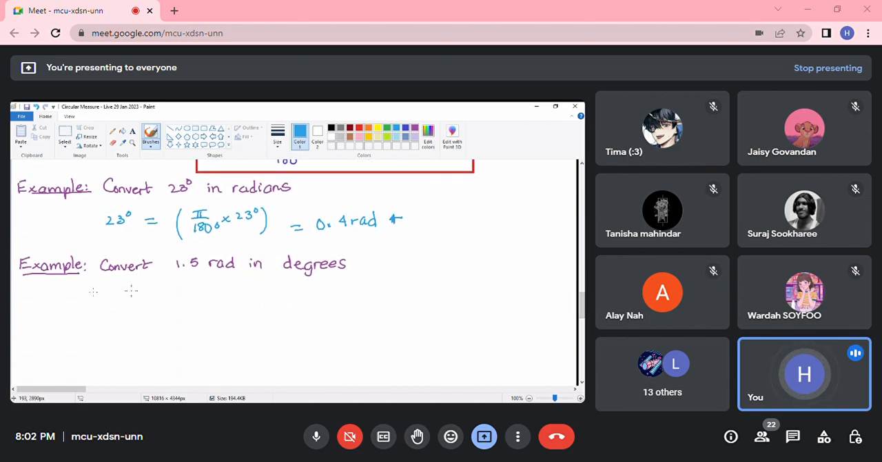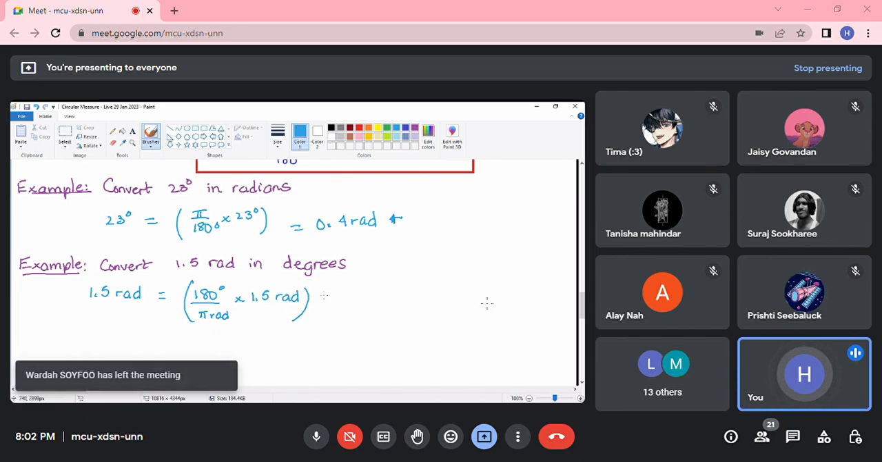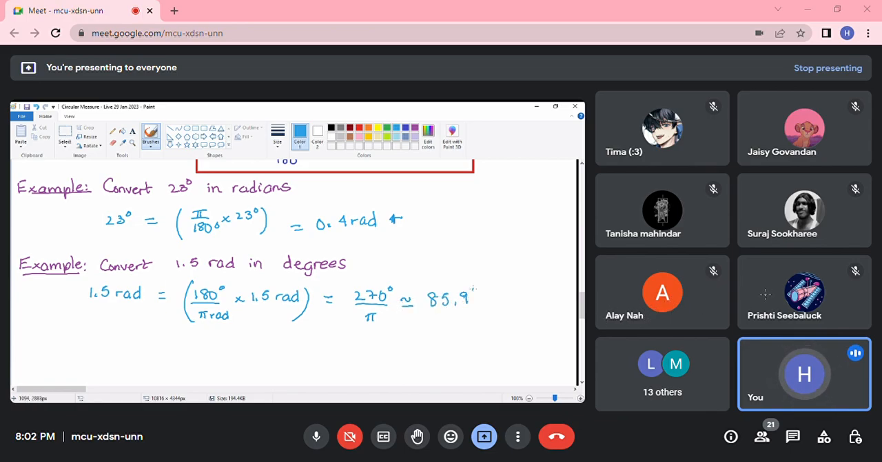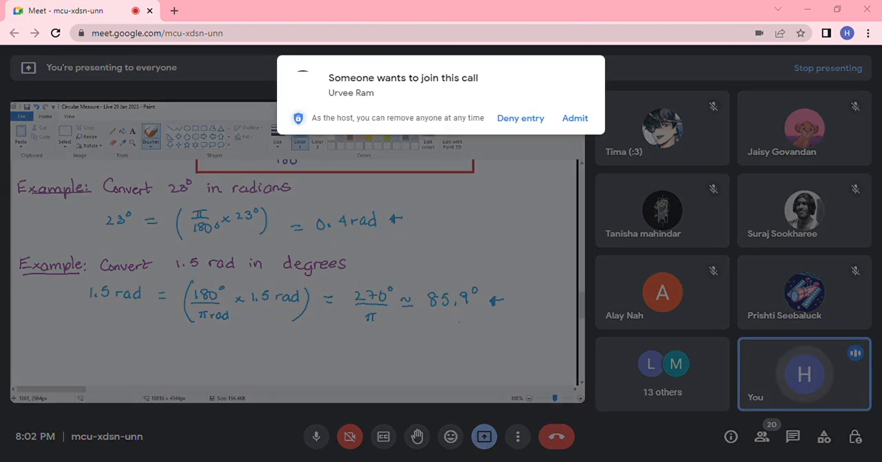Donc ça veut dire 1.5 radian would be equal to 180 sur pi multiplied by 1.5. My answer should be in degrees, donc je vais faire à peu près 270 degrés sur pi, which is approximately equal to 85.9 degrees. Donc you can check this using a calculator. So this is how you convert from degrees to radian and radian to degrees.